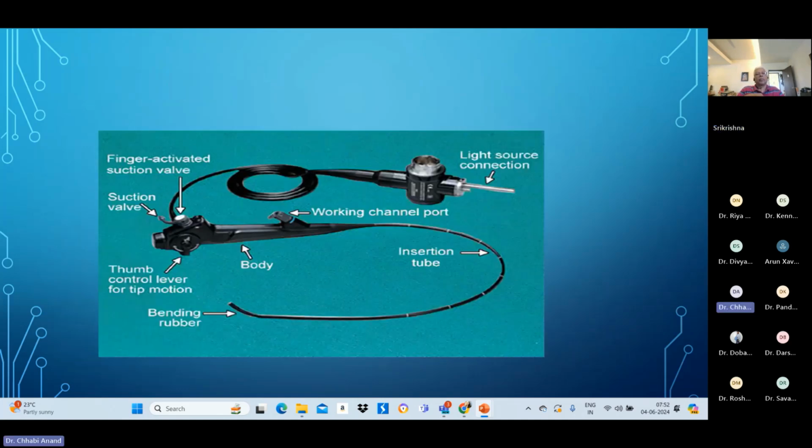This is an image of the flexible bronchoscope. This is the insertion tube, bending rubber. This is the body, the working channel port. This is the thumb control lever for tip motion. This is a suction port. This is the finger activated suction valve, and this is the light source connection.